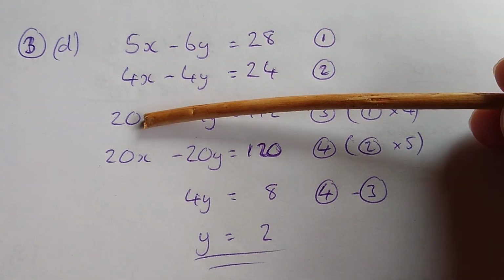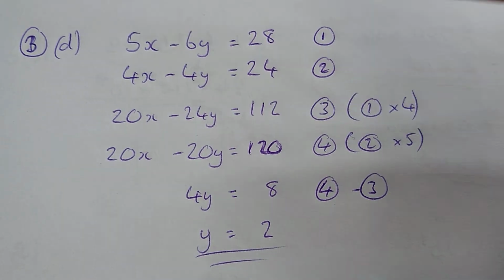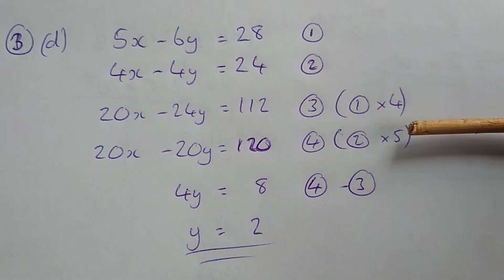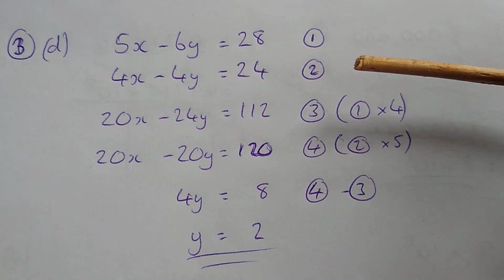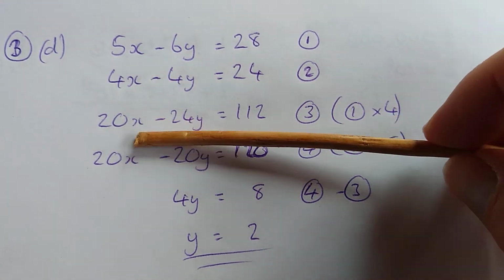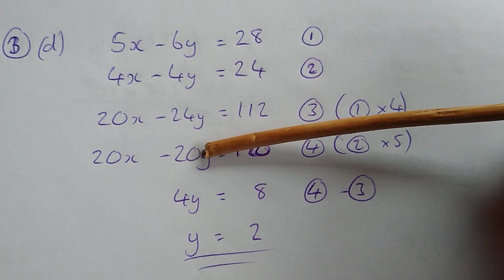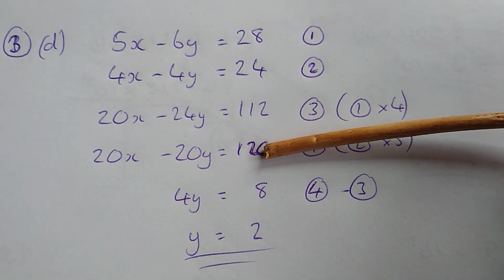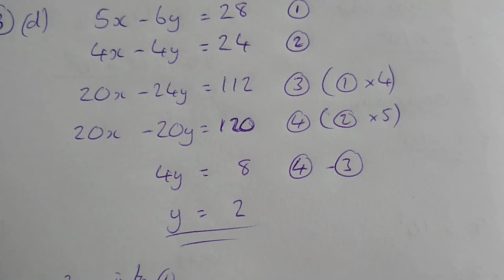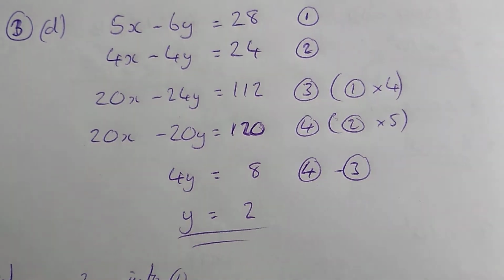Okay, so 5x multiplied by 4, minus 6y multiplied by 4, 28 multiplied by 4. And now I'm going to take equation 2 and multiply equation 2 by 5. The reason why I'm doing that is I want to have 20x as well. So I had a 4x and a 5x, and I've decided to make them both into a 20x. So 4x multiplied by 5, minus 4y multiplied by 5, 24 multiplied by 5. Again, at the side, I've said here what I'm doing. So you guys should always be labeling and numbering your equations. You should always be saying what you're doing to get these two equations here.